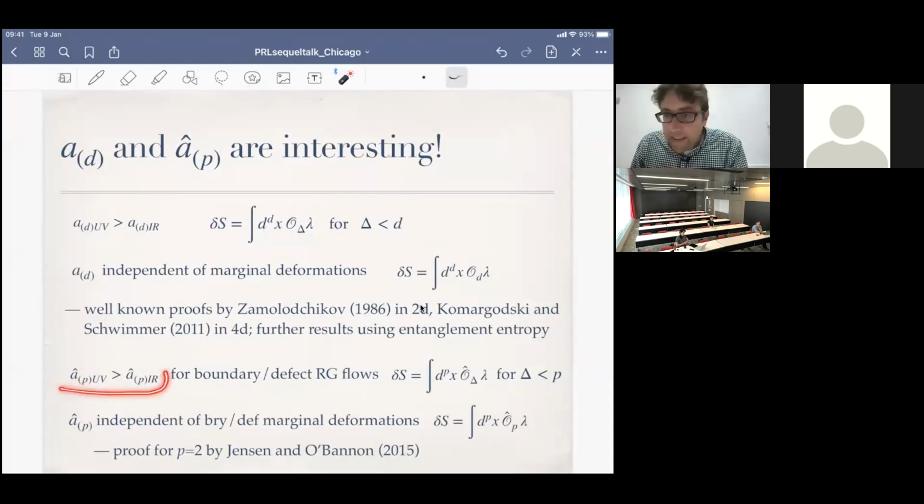And this statement extends to the defect case. We can talk about the conformal anomaly for the Euler density that's associated with a defect. And again, we have proofs that A hat UV is greater than A hat IR. This was proved at least for p equals 2 by Jensen and O'Bannon just about 4 or 5 years ago. So if you seed some renormalization group flow with an operator on the boundary, that's what this hat means, it means we're on the boundary, such that it's relevant, so the dimension of that operator has to be less than the dimension of the defect, which in this case is p. Then you get this ordering of boundary and defect conformal field theories as well. And it turns out that this A hat p is also expected to be independent of marginal deformations, but now these are marginal deformations which live on the boundary.